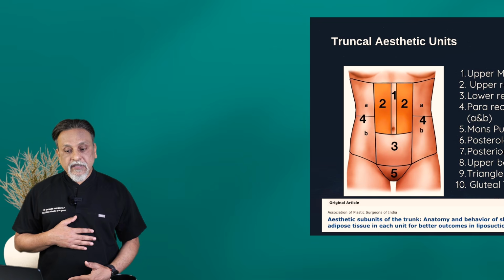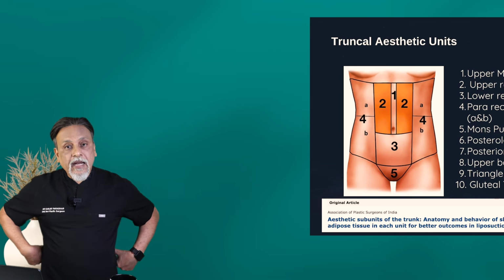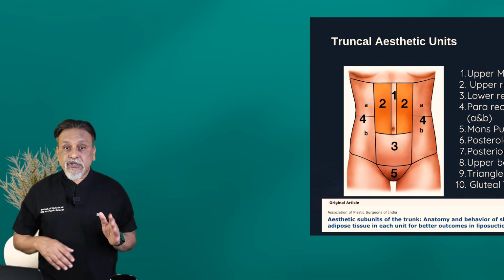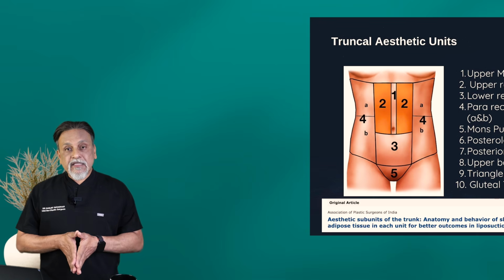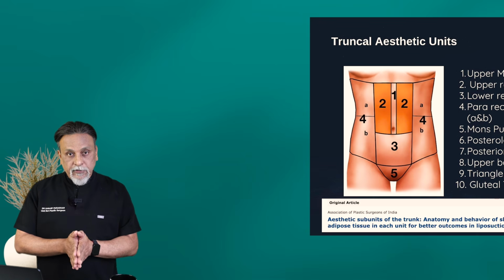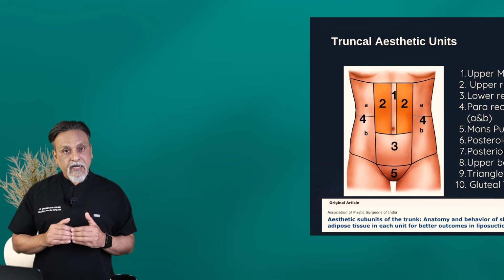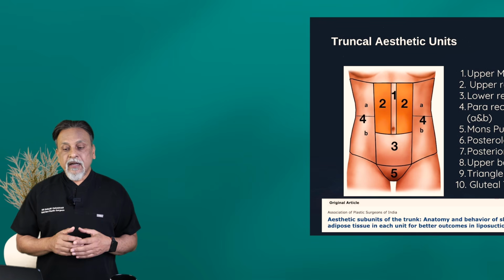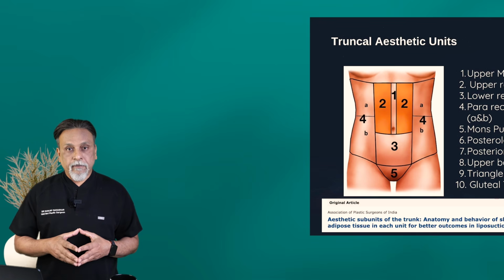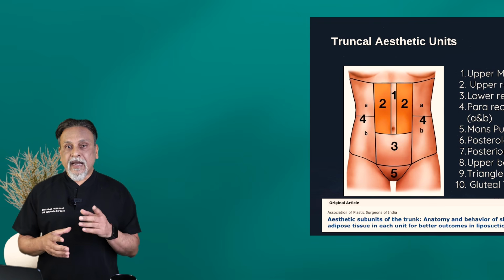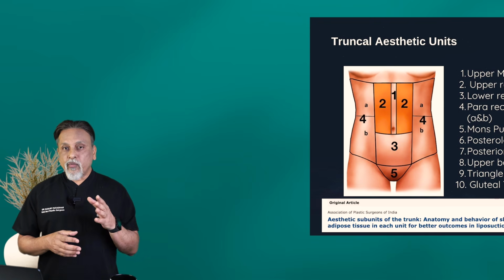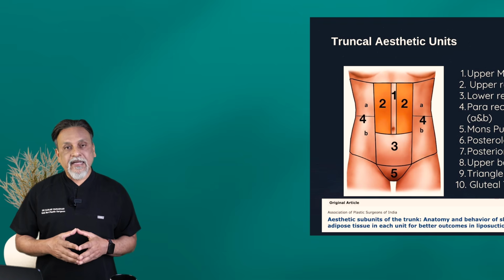Fifth is the mons pubis. Sixth are the posterior lateral units, also called the posterior flanks. Seventh is the posterior midline over the spinous process. Eighth is the upper back. Ninth is the triangle of Venus, which is in the sacral area. Tenth is the gluteal transition. Now let's see how the anatomy varies and how you will have to modify your liposuction to get the results.